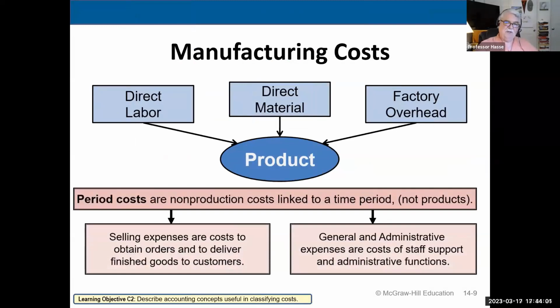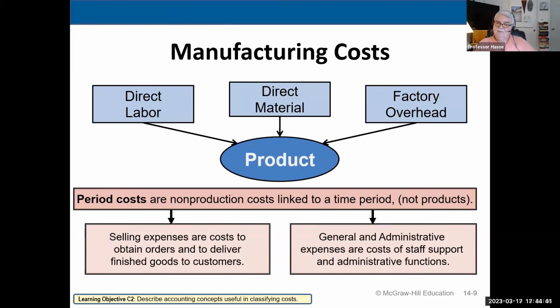As I said earlier, manufacturing costs are labor, materials, and overhead to produce a product. Then you have what are called period costs. These are non-production costs. Remember, factory overhead is indirect costs, but period costs are costs that are linked to a time period, 12 months. Manufacturing costs could go across different time periods because you might be in assembly in December through February. Those costs go across fiscal years, but period costs are one year.